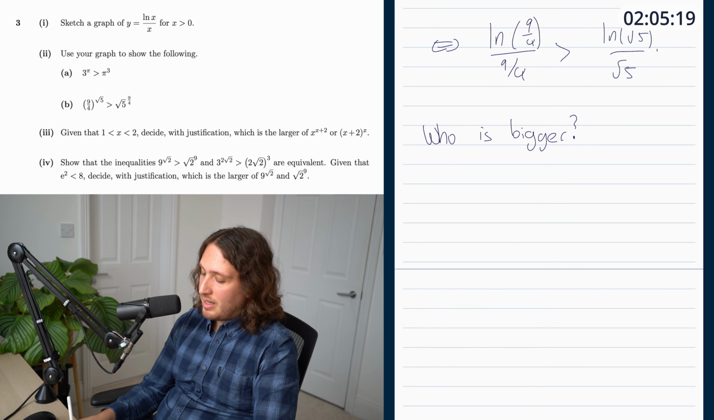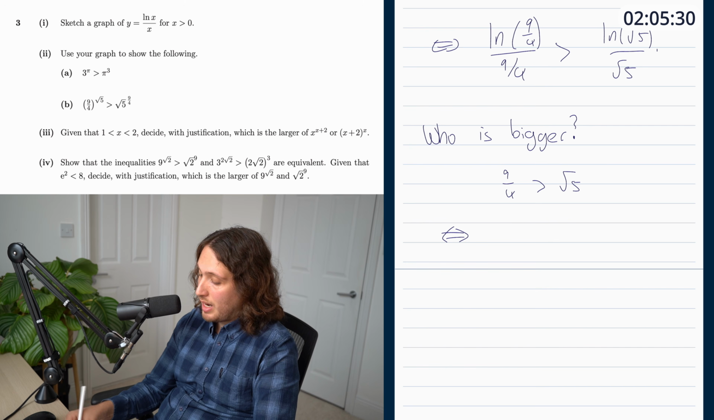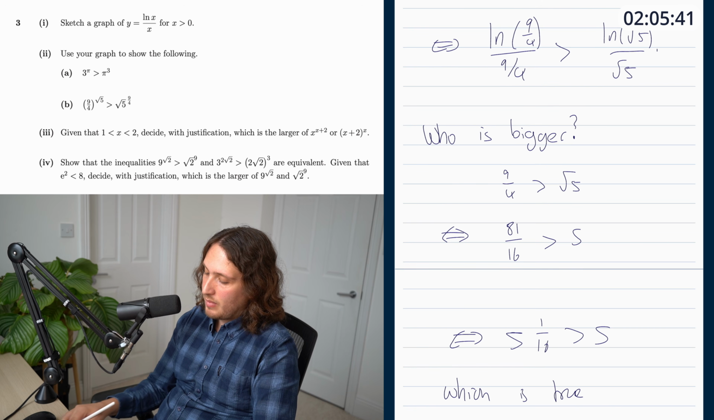Well, I can compare them by squaring. So 9 over 4 bigger than root 5 would be equivalent to, squaring both, 81 over 16 bigger than 5, but that's the same as 5 and a 16th bigger than 5, which is true.